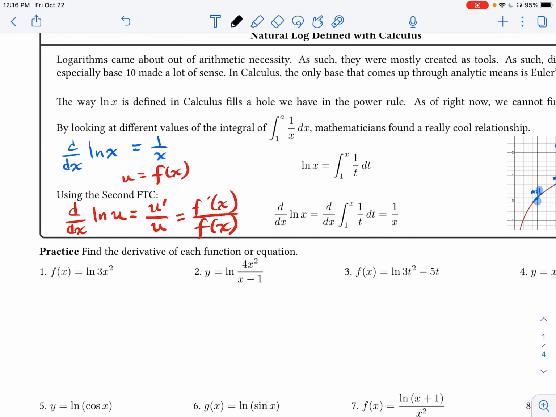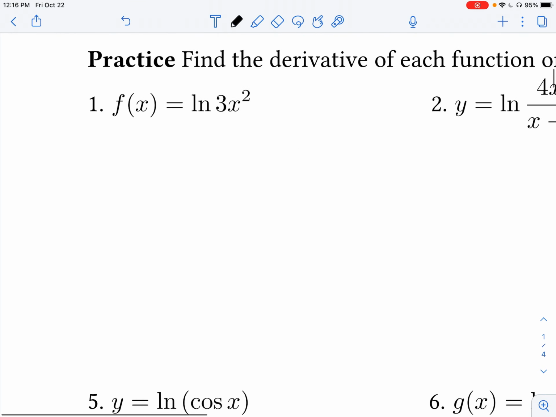So what does that mean? So let's try a problem here such as this. We would say to find f prime of x, or the derivative of this natural log, it would be the derivative of our argument here. We can, if we need to, even redefine this as u is equal to 3x squared.